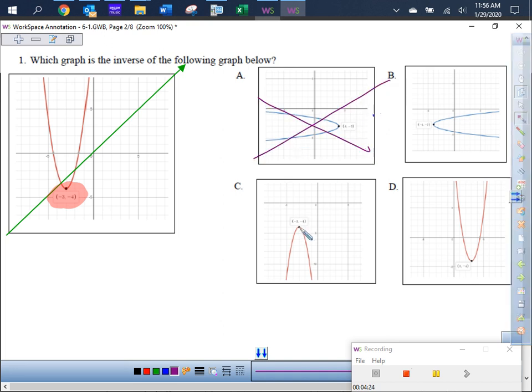This one is at -3, -4, so it's out. And this one is at 3, -4, so it's out in this case. I need -4, -3 in this case. So this is the right answer.